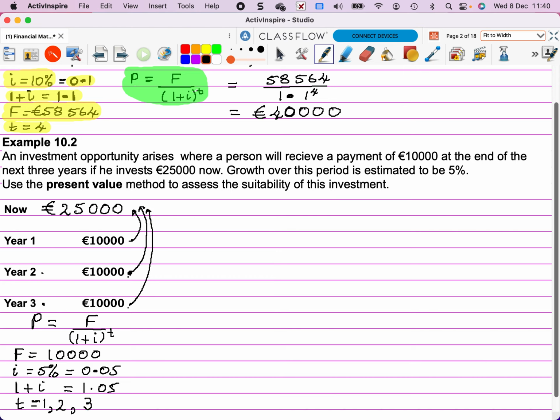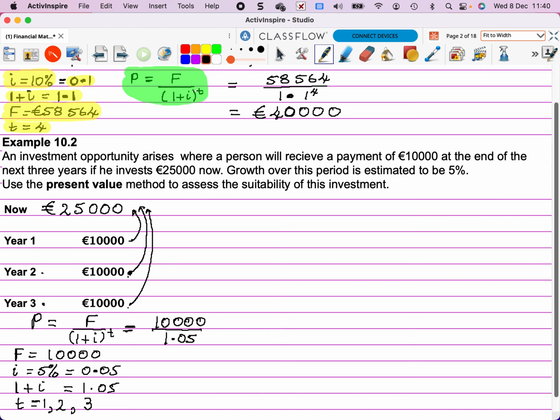So I'm going to complete this formula to the best of my ability. Is the F fixed? Yes, it is, so I'm going to write 10,000. Is the 1 plus i fixed? Yes, it is, so I'm going to write 1.05.